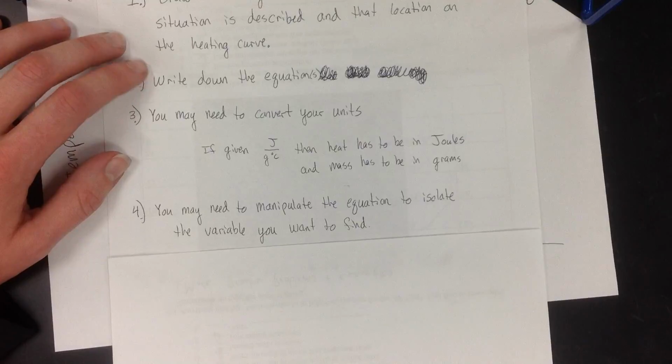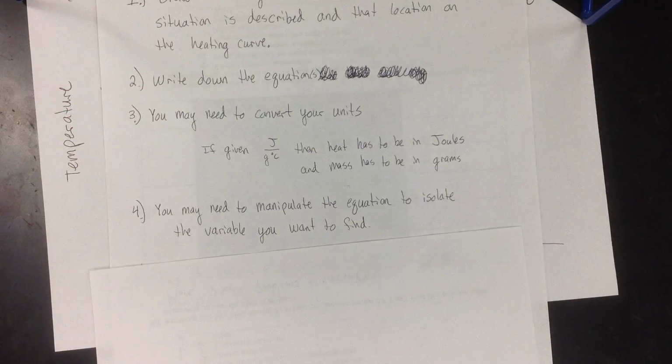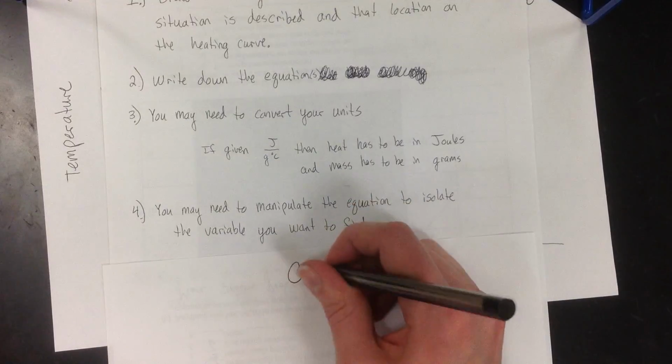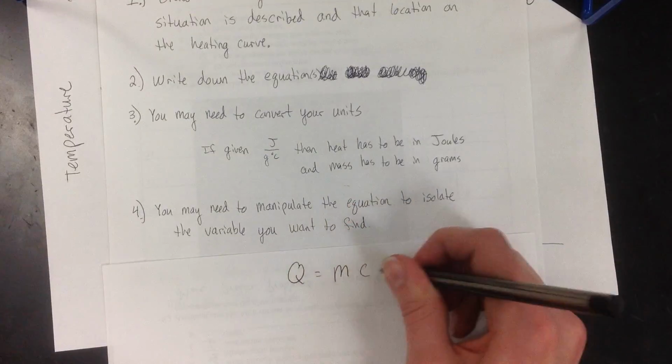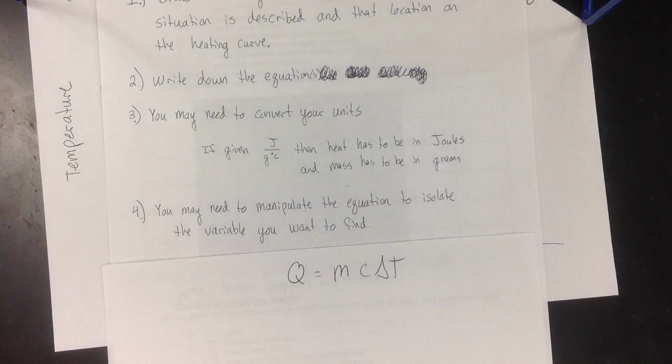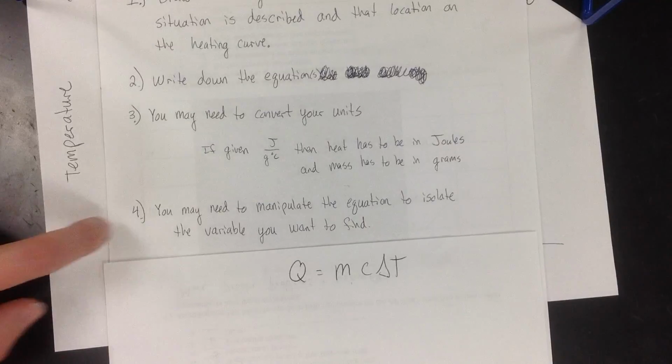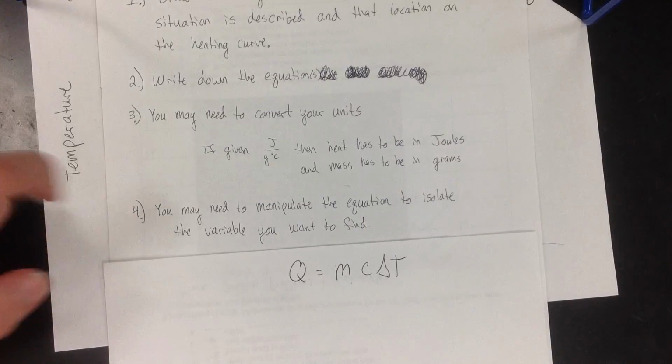Fourth, and it comes in a later video, you might need to manipulate your equation in order to isolate what you want to find. For example, we've seen the equation Q = mcΔT. That's nice and dandy if you're finding Q, but what if you're finding mass? How to manipulate equations comes in a later video, but if you need to, it would come in step 4.